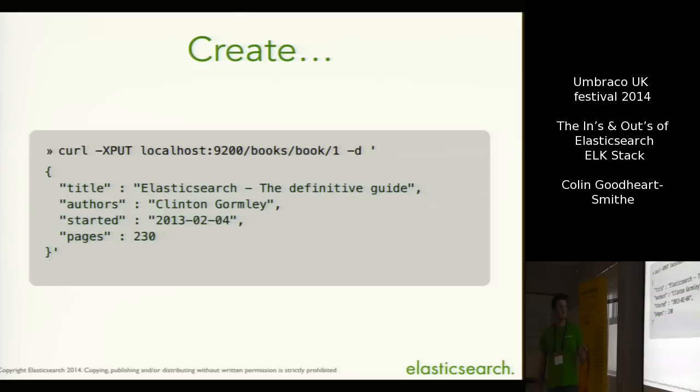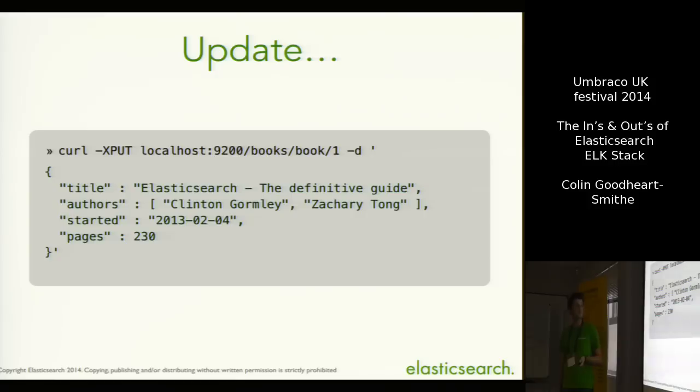The author, again, it will do the same and type it as a string. The started field, it will automatically type that as a date and index it as a date, so you can do date ranges and that kind of thing. And pages is already a JSON number, so it will index it as an integer.